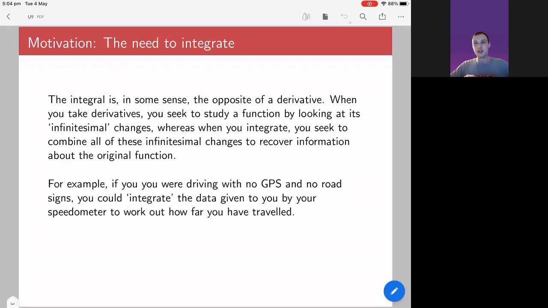The well-known rule is speed equals distance divided by time. So if you wanted to work out how far you've traveled, if you were going at a constant speed, you'd simply have to work out how fast you were traveling and multiply that by the amount of time that you've been traveling for. So in that sense, that's obvious, but integration is quite powerful in the sense that it allows you to do this even if the speed you're traveling at is not constant.